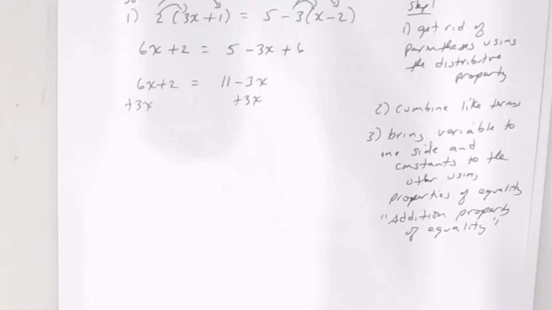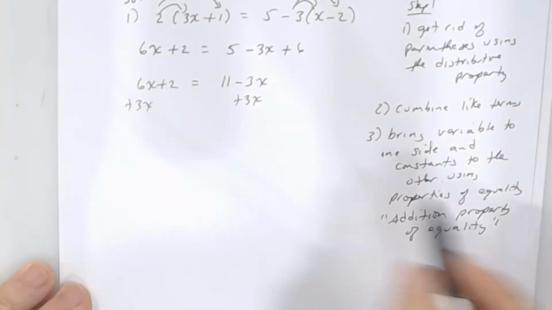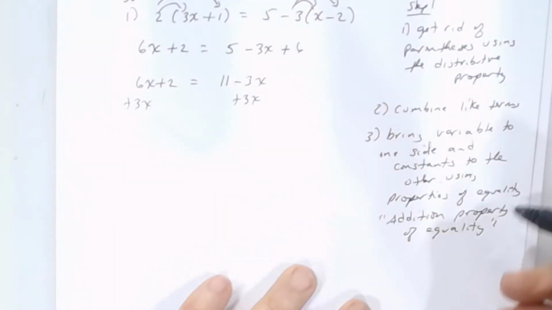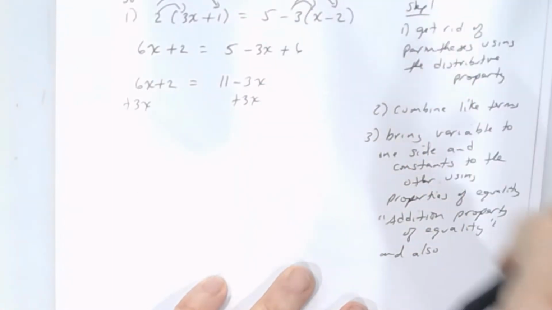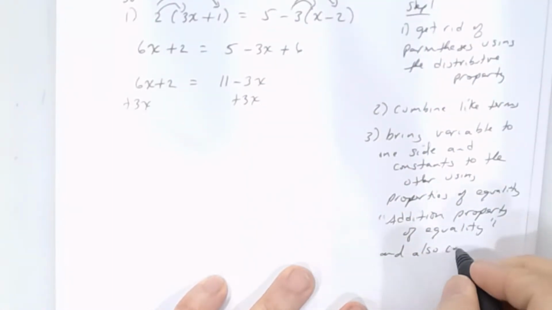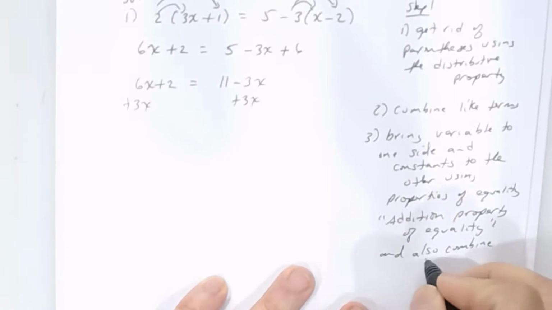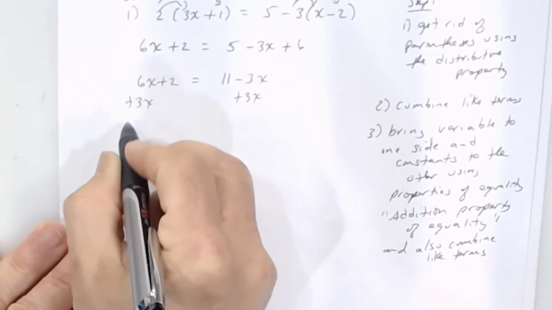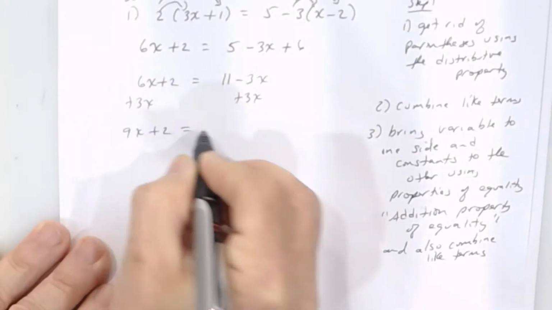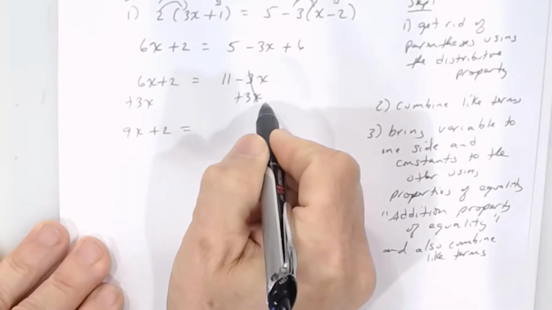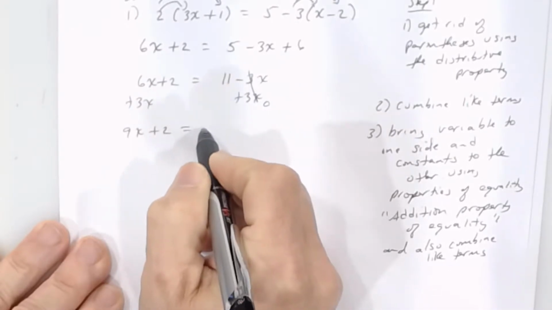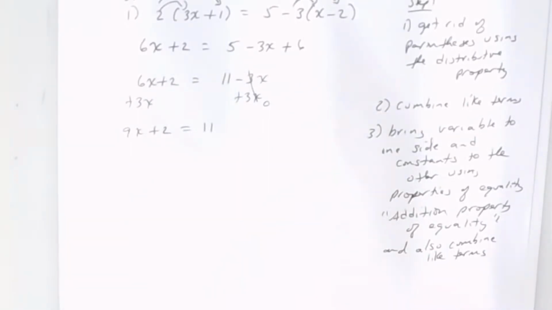All right. 6x plus 3x? 9x. So, and remember, you can use a property of equality and also combine like terms. So you can combine like terms quite often. So that's 9x plus 2 equal, and then a negative 3x and a positive 3x is what? So what's left on the right? All right, so that's where we're at.